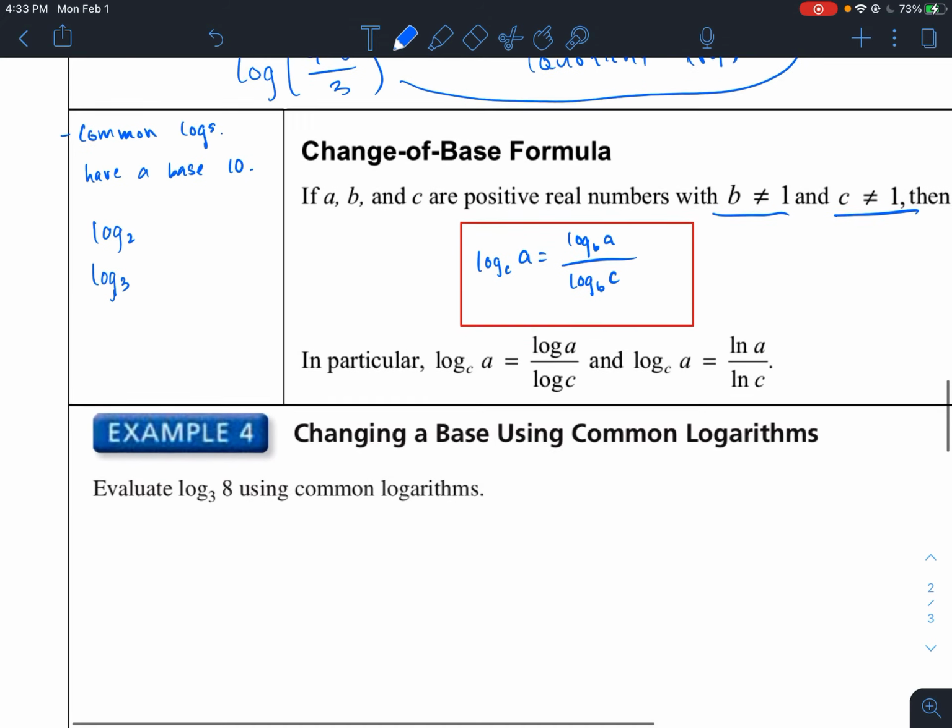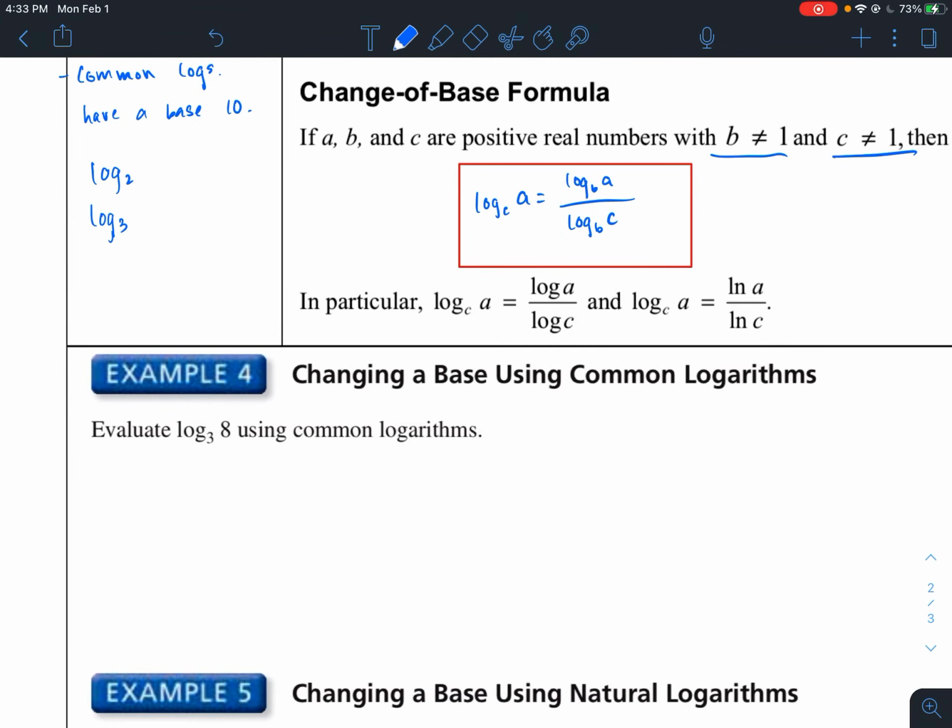So in example 4, we have log base 3 of 8. We want to calculate this using a calculator. However, the calculator does not have a log base 3, so we're going to use the change of base formula. This means log base 3 of 8 using the change of base. Get it? Change of base. We're changing its base, and we're going to change it to be log of A, so that would be 8.